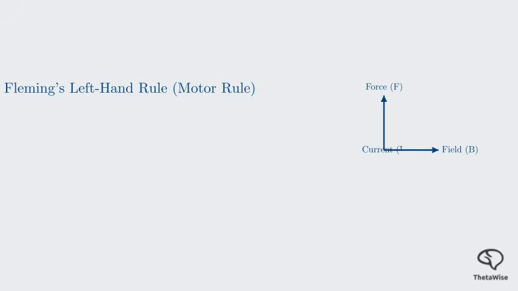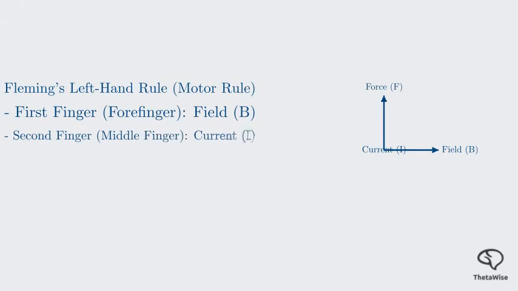Now for the direction of the force. To find this, we use a different hand rule called Fleming's left-hand rule, also known as the motor rule. Hold the thumb, first finger, and second finger of your left hand at right angles to each other. Your first finger points in the direction of the main magnetic field from north to south. Your second finger points in the direction of the current. Then your thumb will point in the direction of the force exerted on the conductor.